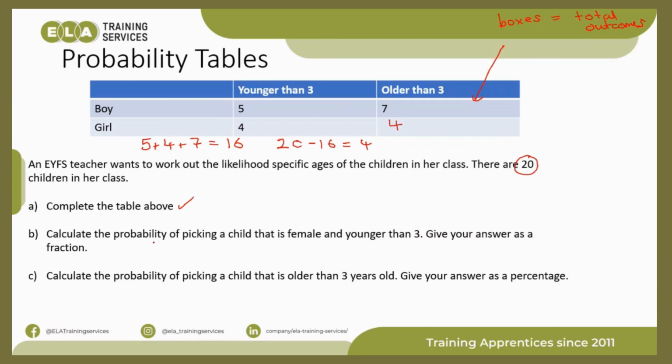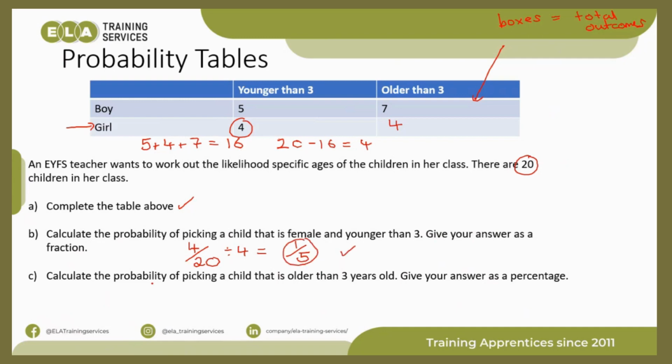Now we're going to calculate the probability of picking a child that's female and younger than 3. So we need to look at girl, female, younger than 3 is 4. How many is it out of in total? 20. So 4 out of 20. We then can divide both by 4 because it's always good to simplify, which leaves us with 1/5. And that is our second question.